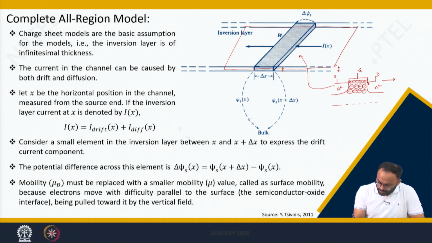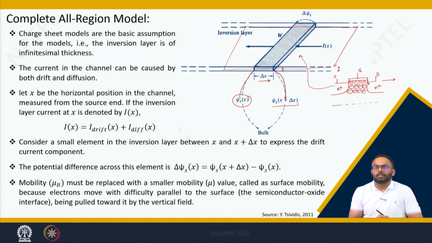This is the point where the surface potential is psi s of x. This is the point after delta x where the surface potential has changed from x to x plus delta x. So, this is nothing but the change in surface potential along this direction, and this is a result of the applied VDS.